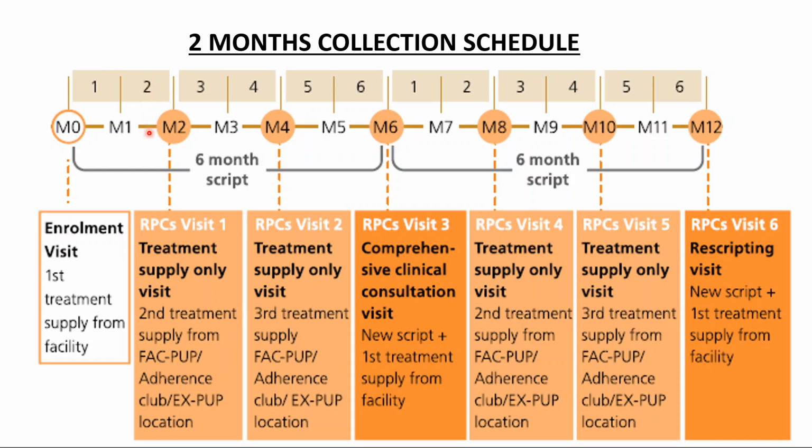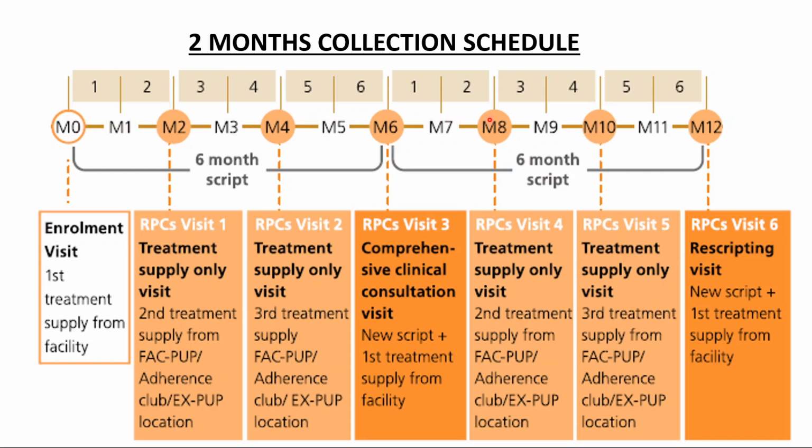Probably midway month 2, when they've finished month 1, they still have medicine for month 2. They will come and collect, that is now month 2, for month 3 and 4. They finish month 3 medicine, midway month 4, hence the M4, they will come and collect for 5 and 6. That's how it goes. Midway month 7, after month 7, midway month 8, they will come and collect for month 9 and 10. That's how it works.